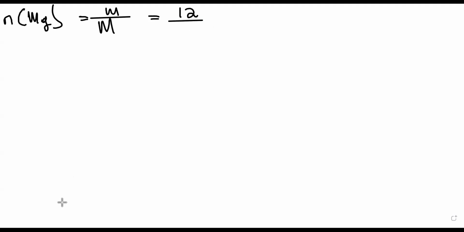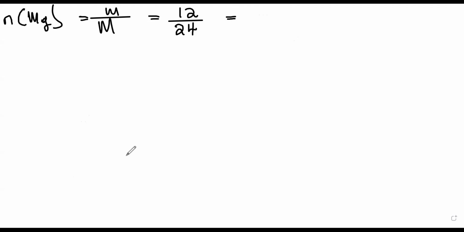Well, first things first, we need to calculate the number of moles for magnesium. So we know that the number of moles is defined as the mass divided by the molar mass. We are given the mass of magnesium, 12 grams. And the molar mass for magnesium is just going to be 24. You get it straight from your periodic table. And of course, 12 divided by 24 is a half.